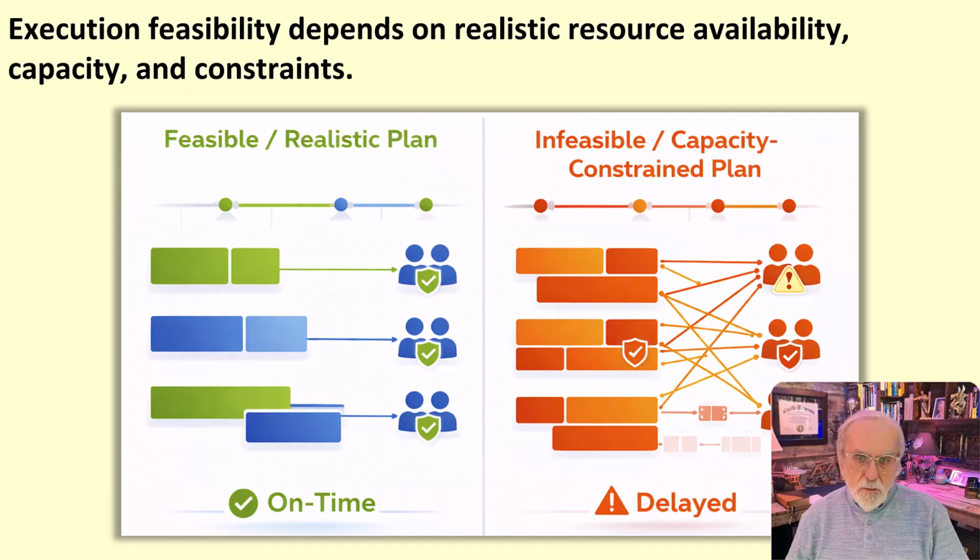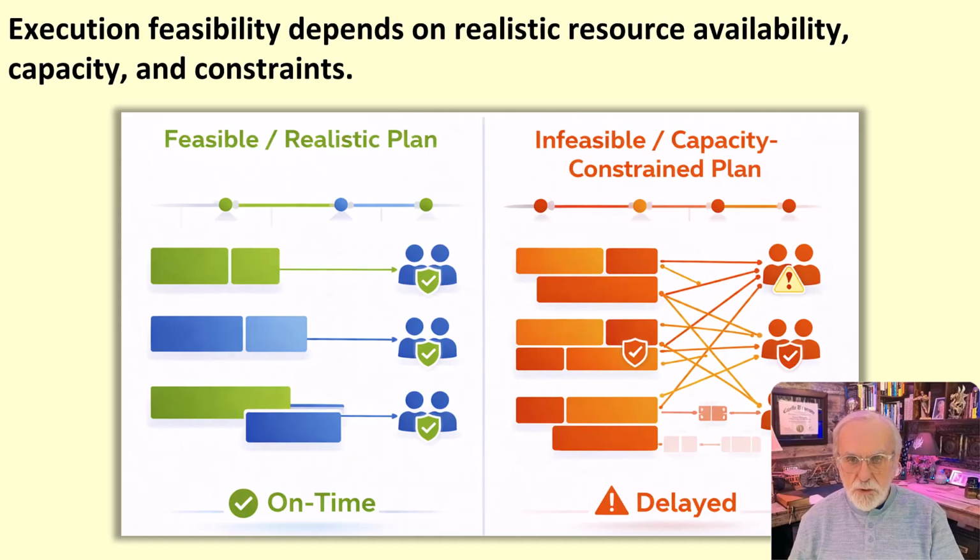Here, we build directly on the resource planning by focusing on feasibility. It's one thing to identify the resources needed for a project. It's another to determine whether those resources are actually available in a way that supports execution. Execution feasibility depends on realistic resource availability and capacity. Even well-developed schedules can fail if they assume resources are fully available when in reality, those individuals are supporting multiple projects or responsibilities. One of the most common issues in project execution is overallocation.